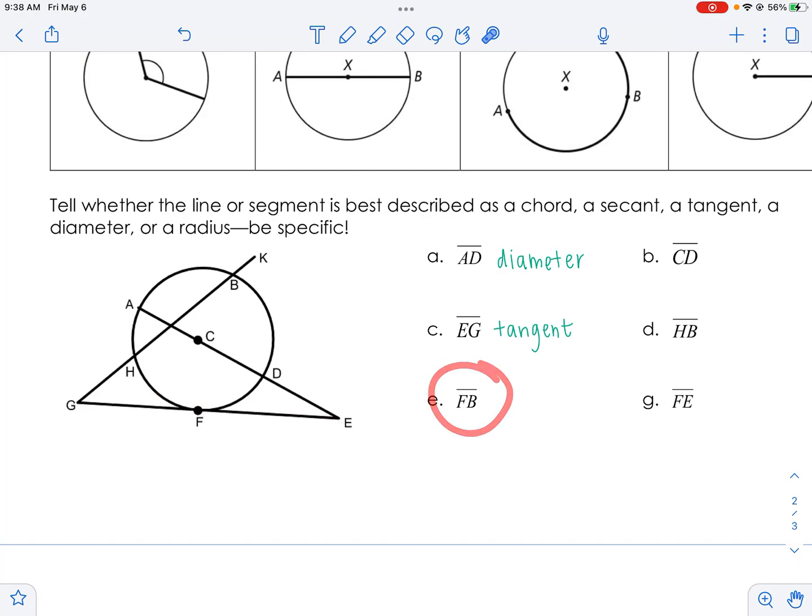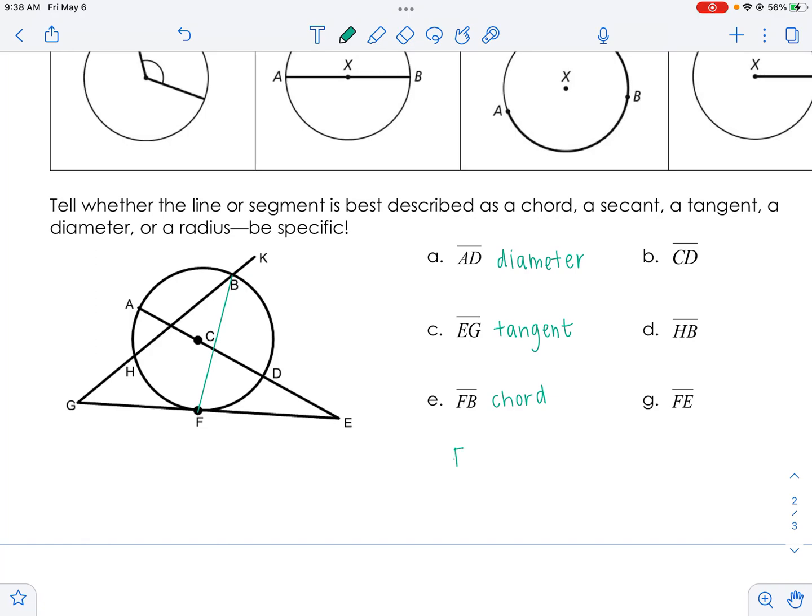The next one says FB. Well, if I just connect F to B, it doesn't have any arrows on top. So FB, just like that, that would just be another chord. It's not the diameter. It doesn't pass through the center. If I actually draw it, it doesn't pass through the center, but it does stop.